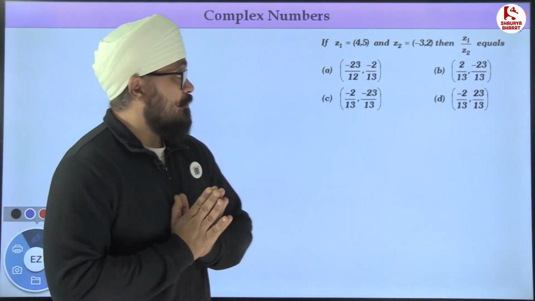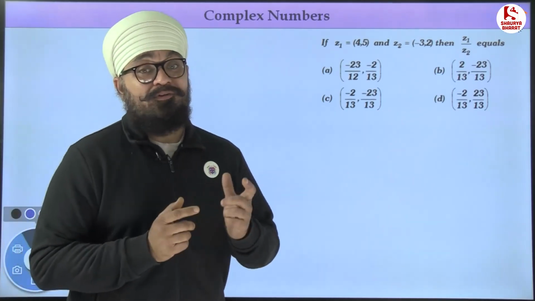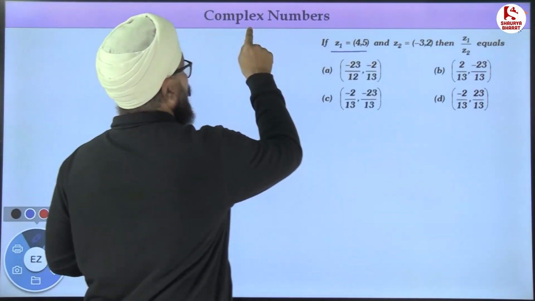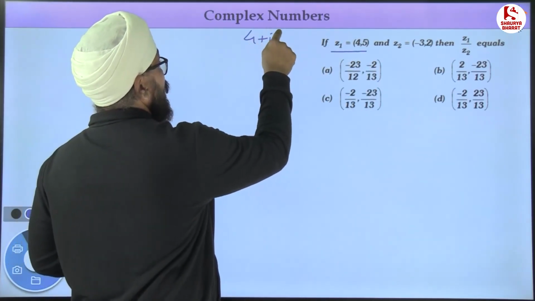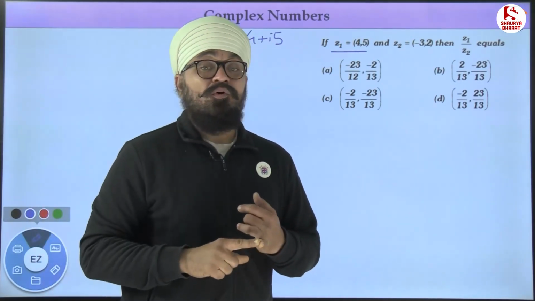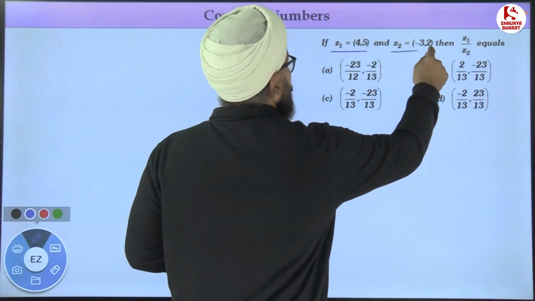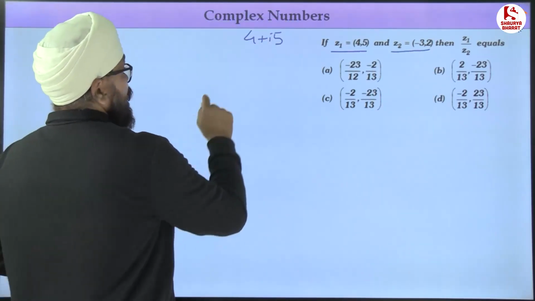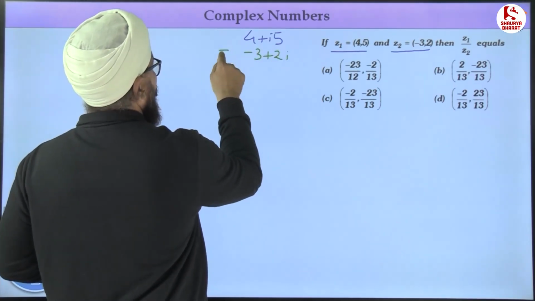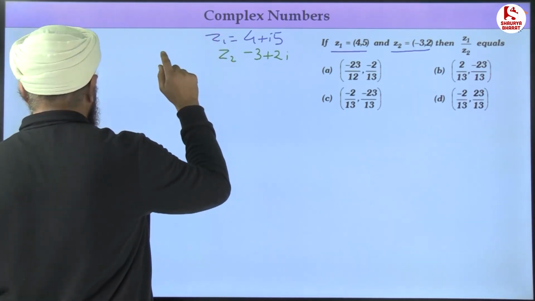Let us take a question where we can see that a new format of writing the complex number has come. Instead of writing 4 plus iota 5, they have expressed it as a Cartesian point. So 4 comma 5 is another way of writing a complex number, where the second complex number Z2 is given as minus 3 plus 2 iota. So we have Z2 as a complex number and Z1 as one of the complex numbers.